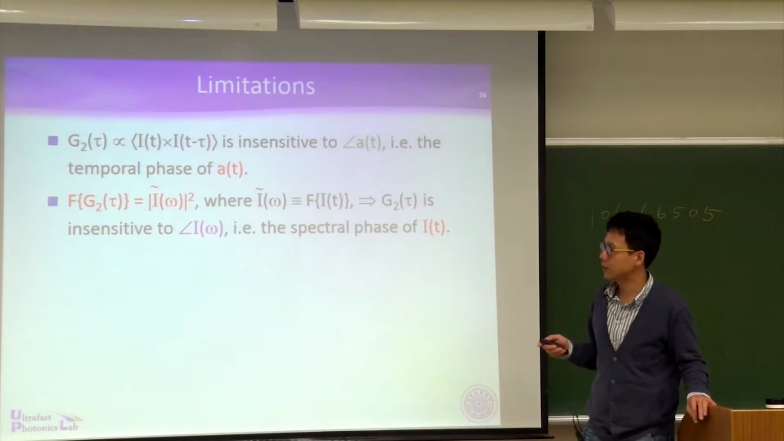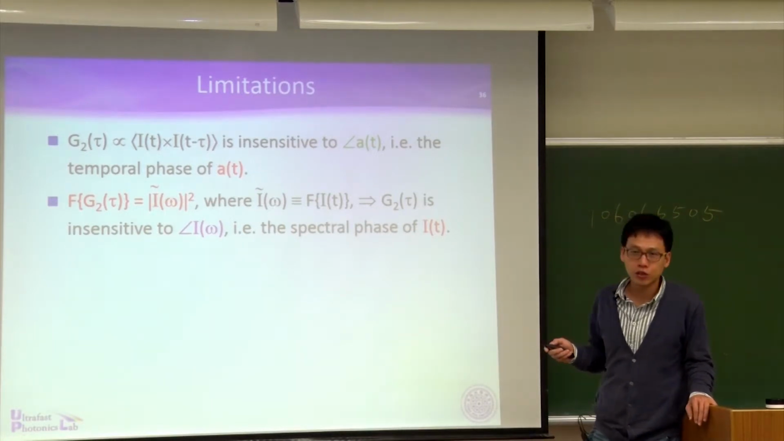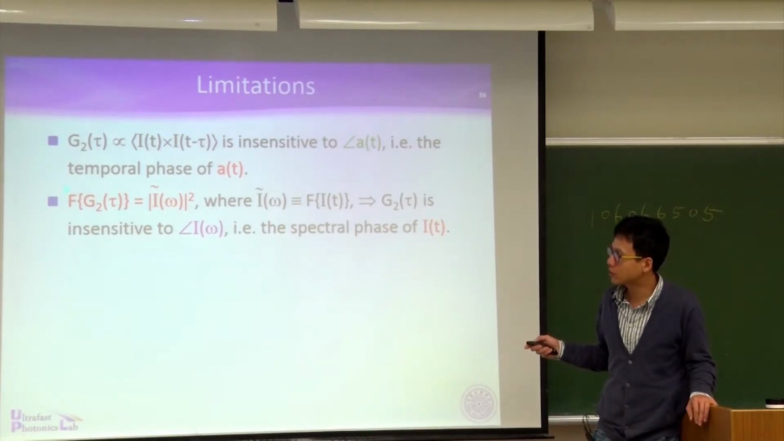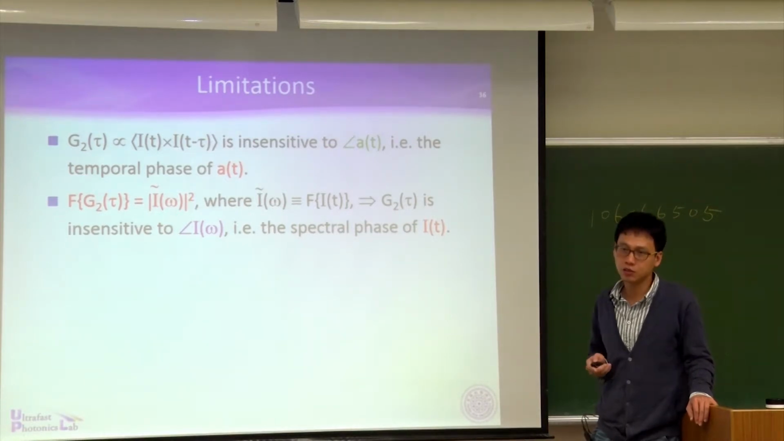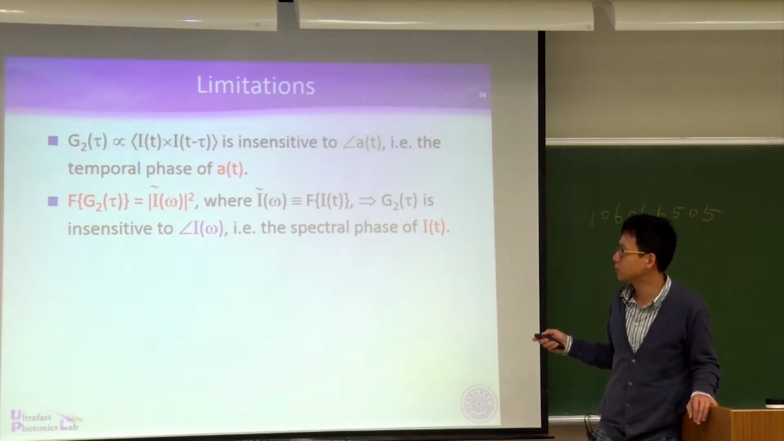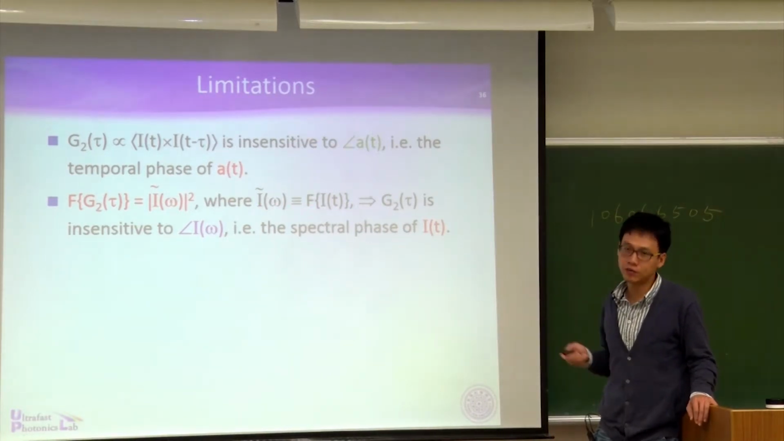Then, interestingly, if you take the Fourier transform of the G2 function, actually you can show it is the power spectrum. You see the absolute square, right? So it means the power spectrum of something, I tilde. But what is I tilde? I tilde is the Fourier transform of I of t. But it is not the power spectrum.